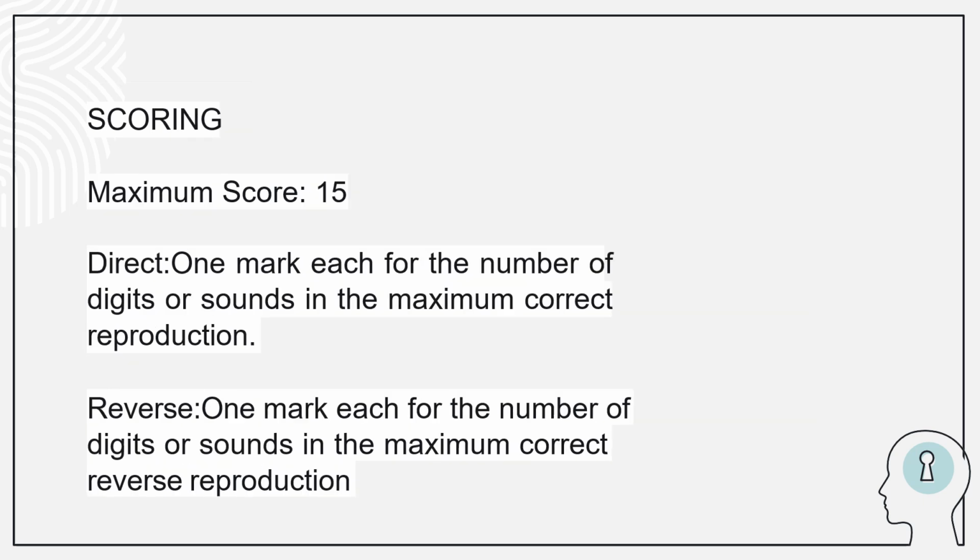Scoring, maximum score of 15. Now there is direct and reverse version. Direct, 1 mark each for the number of digits or sounds in the maximum correct reproduction, and in the reverse, 1 mark each for the number of digits or sounds in the maximum correct reversed reproduction. So you will give 1 mark each for every sequence that the patient is able to repeat. So as we can see, there are 1, 2, 3, 4, 5. So 5, that's how 15 will come.